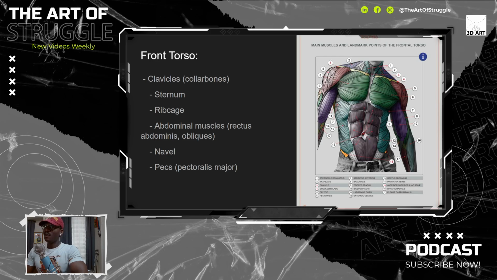What the human body can do is pretty ridiculous. We've got the rib cage, which is right under our sternum, the center of our rib cage. We've already talked about the clavicle, the abdominis muscles.